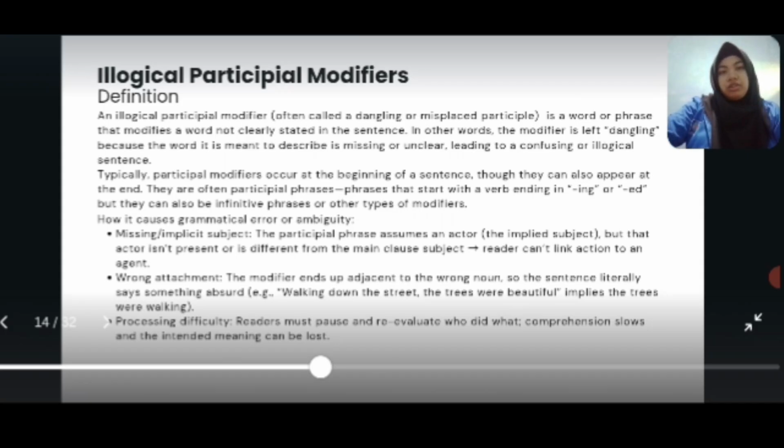And then there's wrong attachment. The modifier ends up adjacent to the wrong noun, so the sentence literally says something absurd. In other words, "walking down the street, the trees were beautiful" implies the trees were walking. Then processing difficulty: readers must pause and reevaluate who did what, comprehension slows, and the intended meaning can be lost.